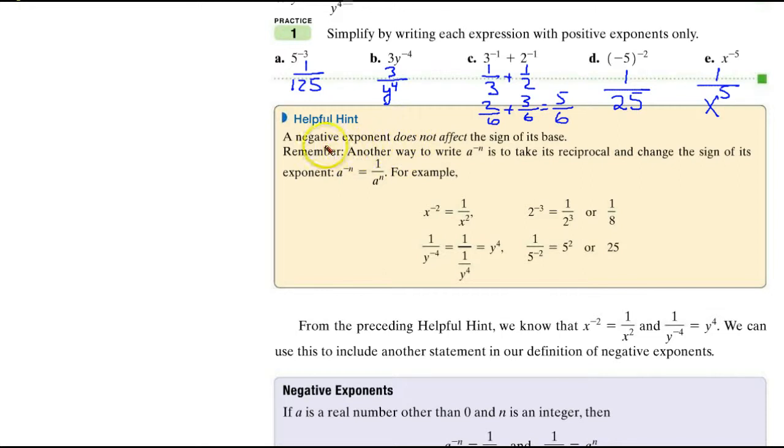Now, keep in mind, a negative exponent sort of only refers to where it is, whether it's in the numerator or denominator. It doesn't really apply like it's a negative number. In a way, it does too, but anyway. All right, let's go on here. Some interesting things, look that over.